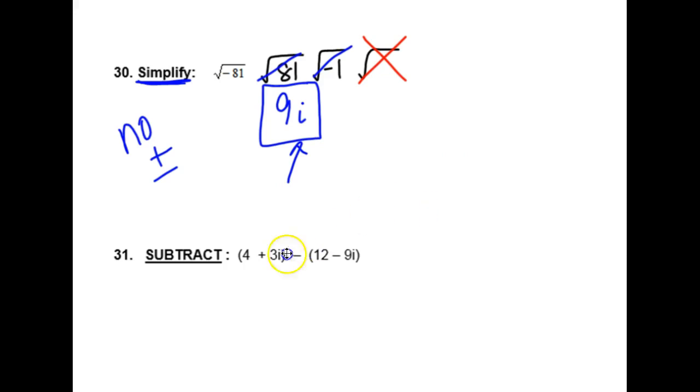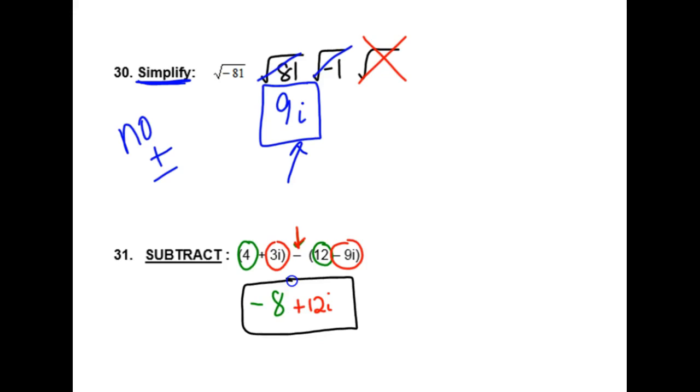And then here you're subtracting some complex numbers, so just be careful, guys. We have a 4 minus 12, better known as -8. And then you have a 3i minus -9i. So 3 minus -9 is plus 12i. That should be a really easy question, right? But man, kids mess that one up. They're just going too fast.